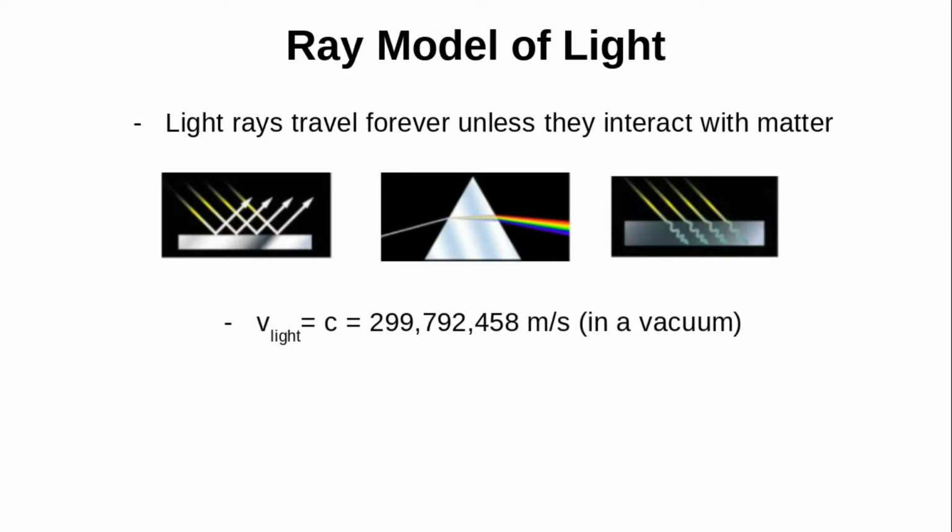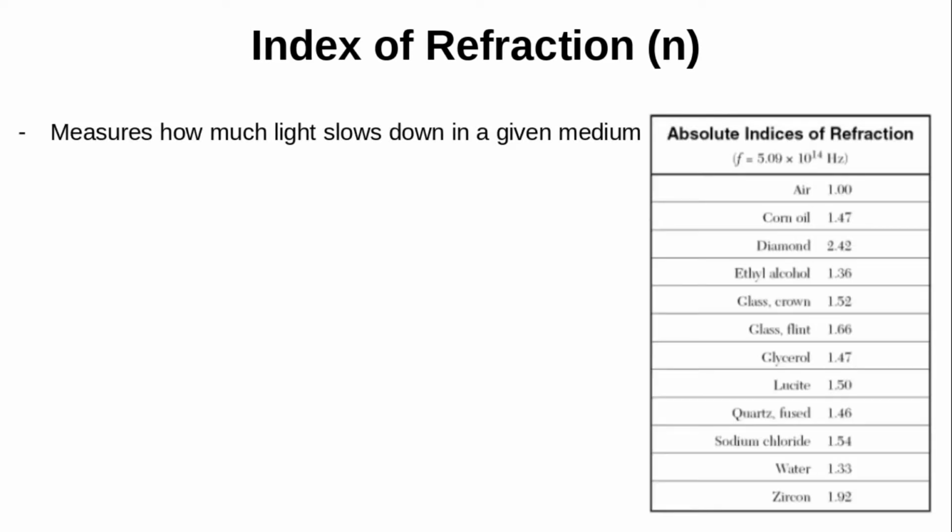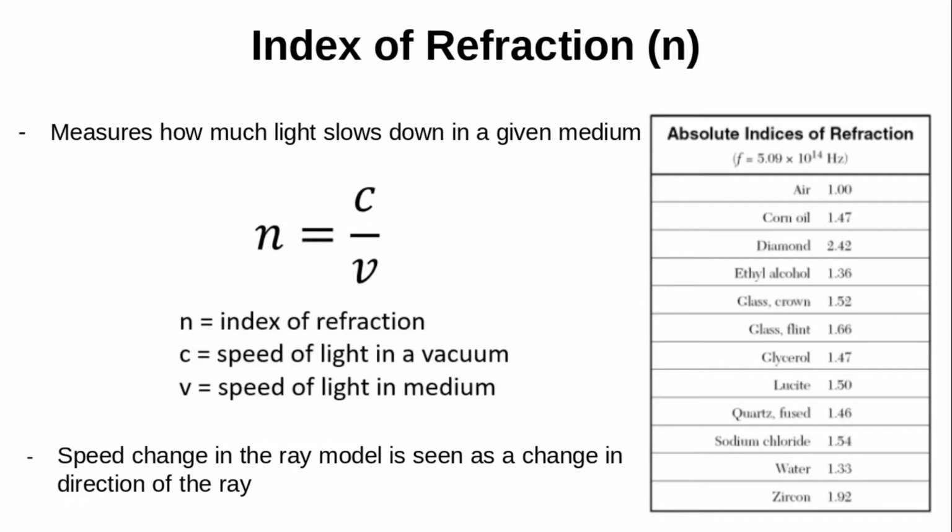Light travels at 299,792,458 meters per second in a vacuum. However, that speed changes depending on the medium that the light is entering. This is indicated by the index of refraction, represented by little n. The index of refraction measures how much light slows down in any given medium. This table is just a sample. This speed change in the ray model is seen as a change of direction of the ray.